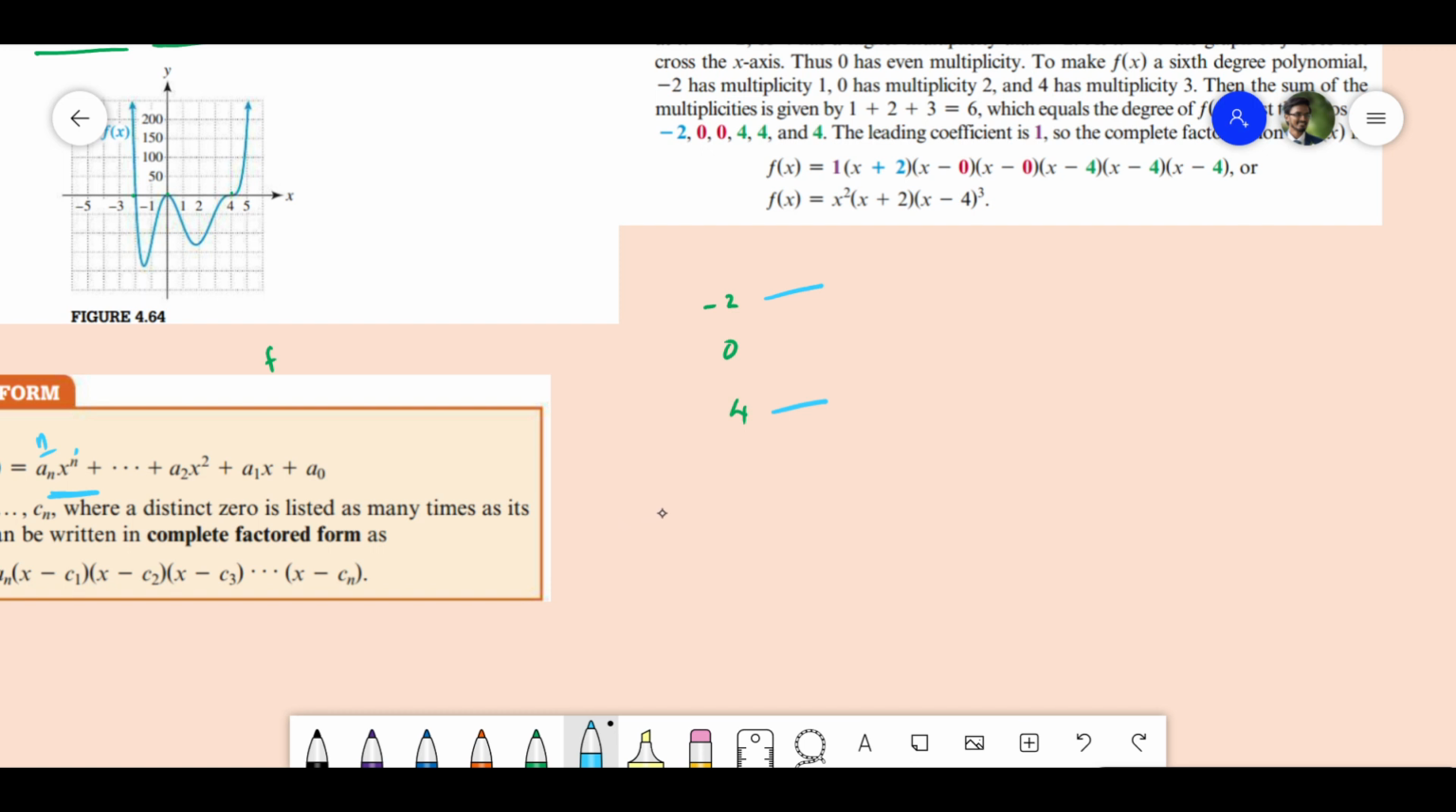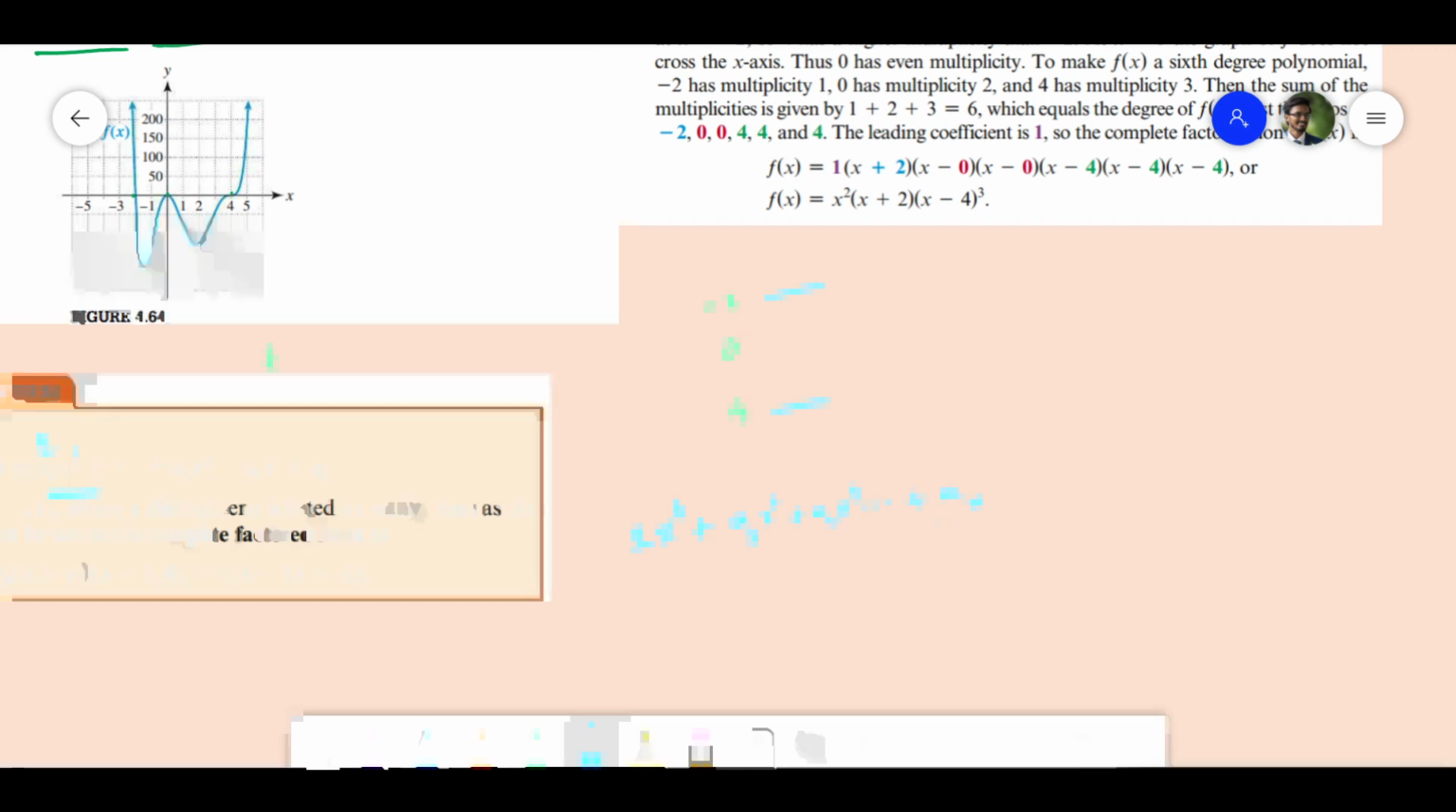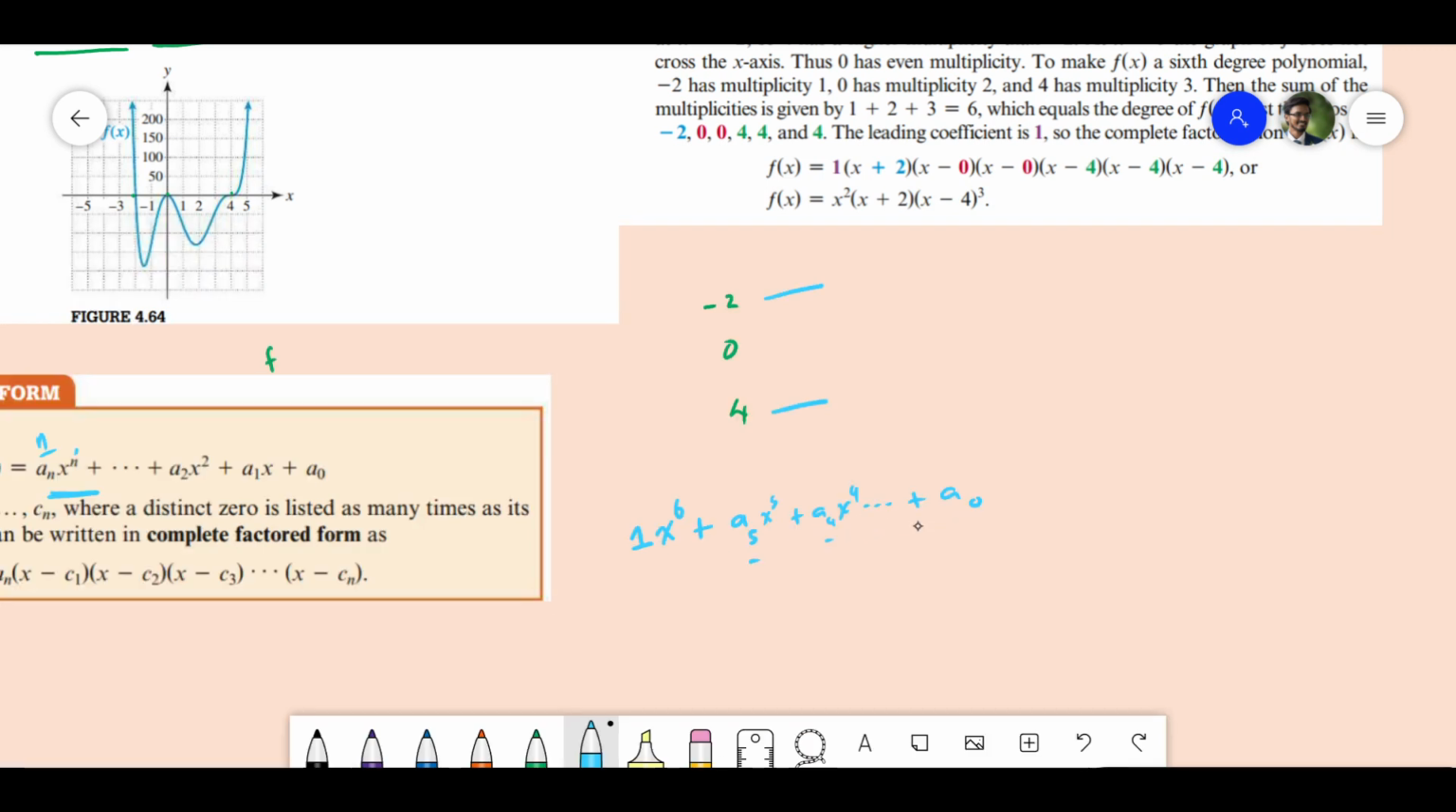So we should have something like this: 1 times x to the power 6 plus some coefficient, let's name it, times x to the power 5, x to the power 4, likewise up to another constant, right? And these can also be equal to 0, right? These coefficients can be 0 as long as this coefficient is equal to 1.